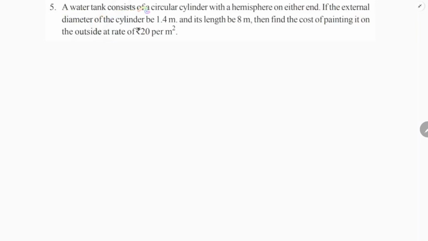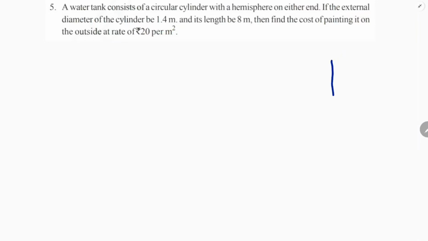A water tank consists of a circular cylinder with a hemisphere on either end. If the external diameter of the cylinder be 1.4 meters and its length is 8 meters. So external diameter of cylinder is given and its length is 8 meters. So cylinder height is given. Then find the cost of painting it on the outside at the rate of rupees 20 per meter square.